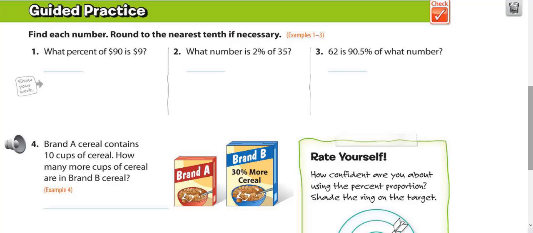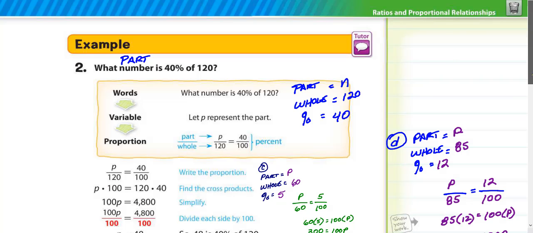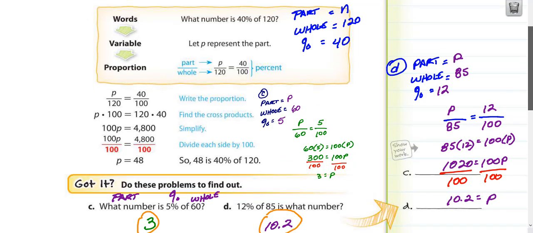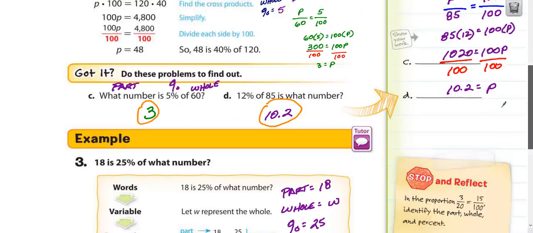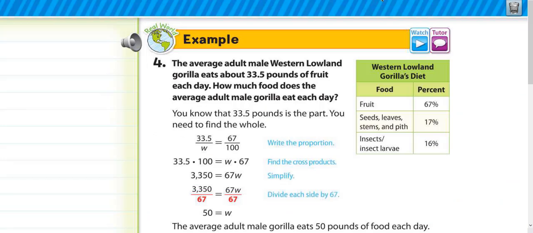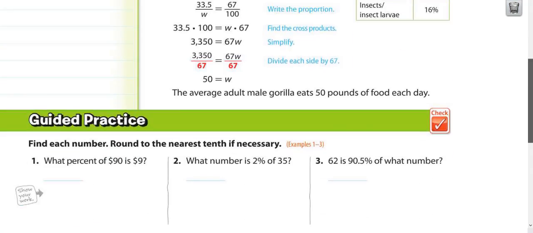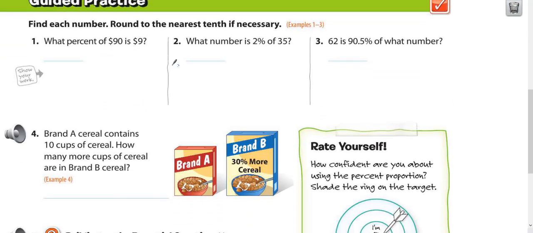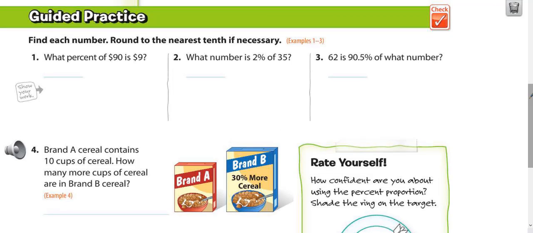For each of them, the big step, and I think we've seen this as we've gone through the problems, once you get it laid out, let me just jump back a minute. Notice, here's how we did it when we were trying to find a part. Once we started working it, we used the very same method that we used when we were finding the whole. So the real challenging thing is to find what each of the pieces is. That's where the challenge is. Once you find them, then you're using the percent proportion to solve them.